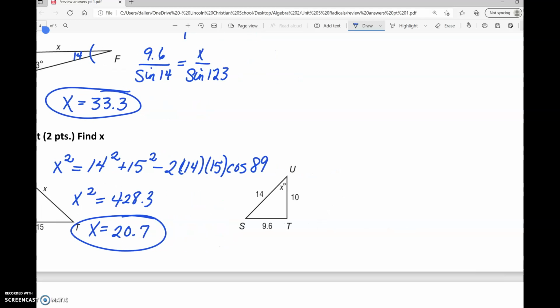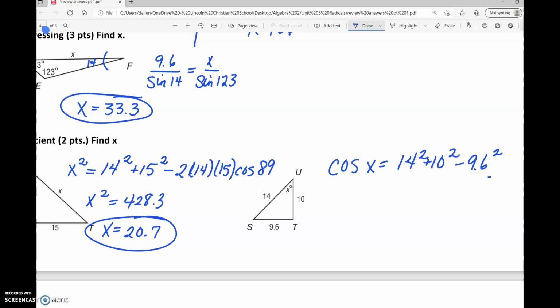And then this one's set up as cosine x equals, since I'm looking for x here, 14 squared plus 10 squared, the sides around it are added, minus the side opposite, 9.6 squared, over 2 times 14 times 10. And then whatever you get for your decimal, you're going to go cosine negative 1 of this.